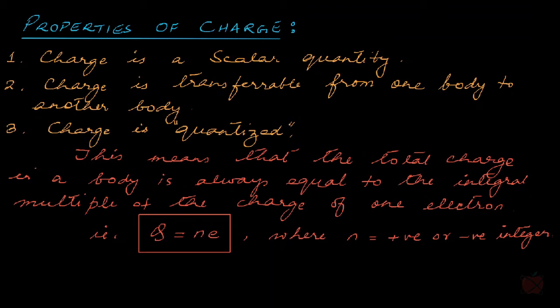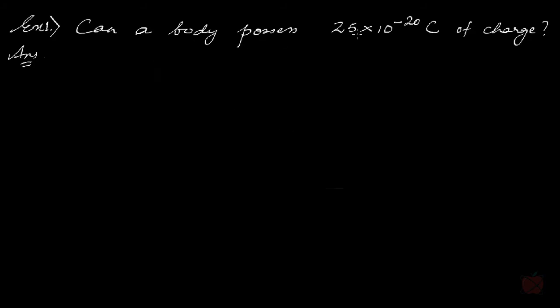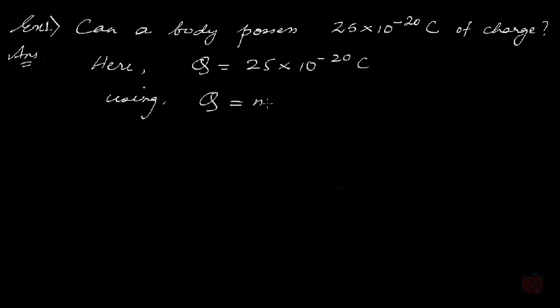Now, for example, let us do one small exercise. Can a body possess 25 × 10^-20 coulomb of charge? When we say that a body has this amount of charge, this is the total charge of the body, so that is 25 × 10^-20 coulomb. Let us use this formula, Q = ne.